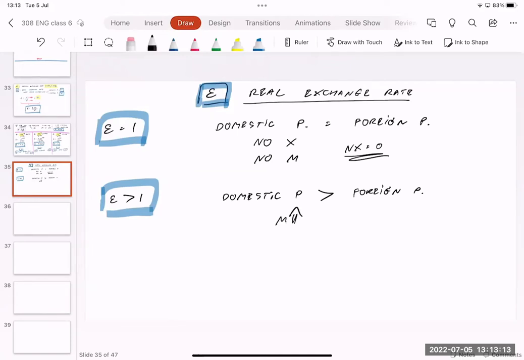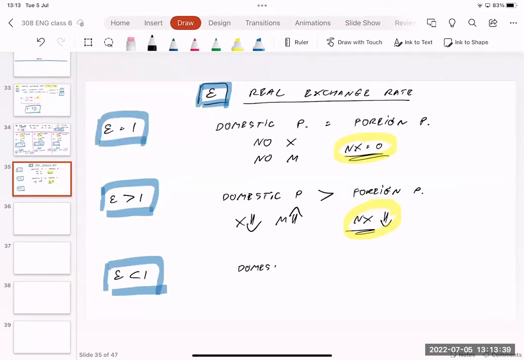And since the product in our country is very expensive, nobody wants to buy the product from us. Export is going to be low. Together, it means that net export is going to be low in this case. On the other hand, if the real exchange rate is less than 1, what does it mean? If the real exchange rate is less than 1, it means that the domestic price is cheaper than the foreign price.